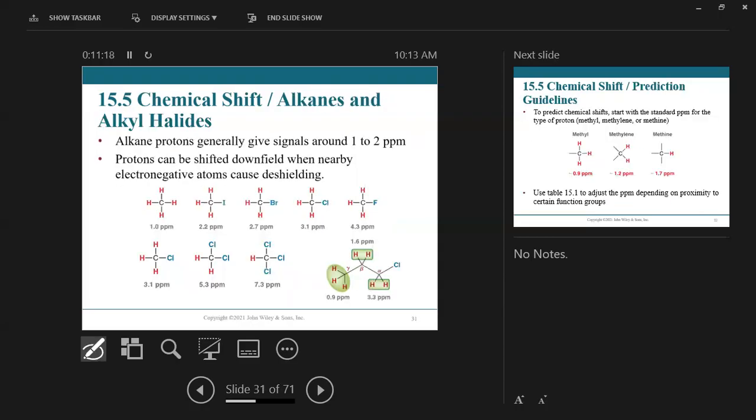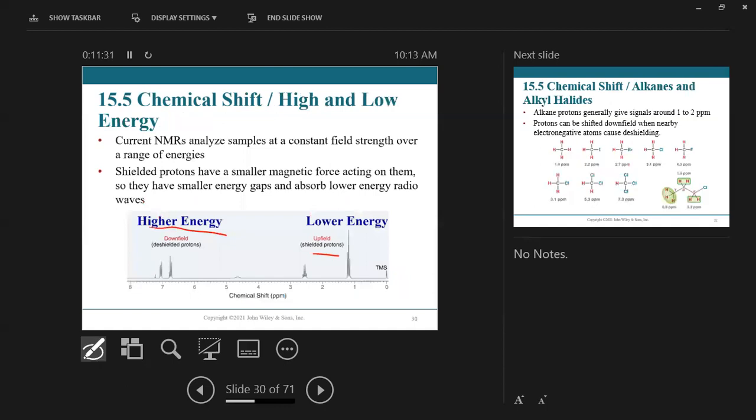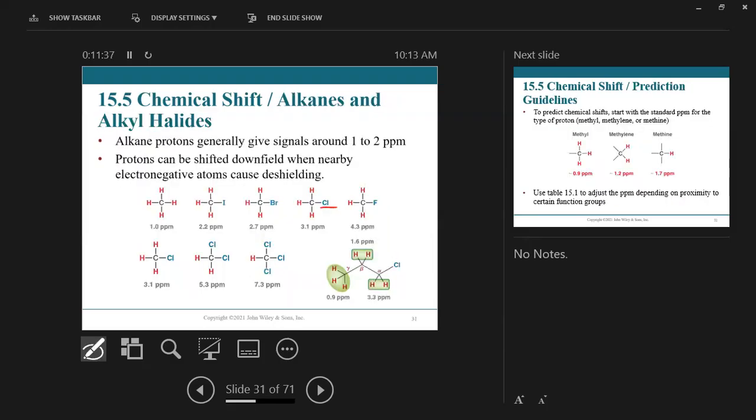Alkane protons generally give signals around 1 to 2 ppm. You can see that. Protons can be shifted downfield when nearby electronegative atoms cause deshielding. So these electronegative atoms are causing deshielding. If we go back to our chart right here, we see that deshielded protons are downfield. And the more we add on there, the more they go downfield.